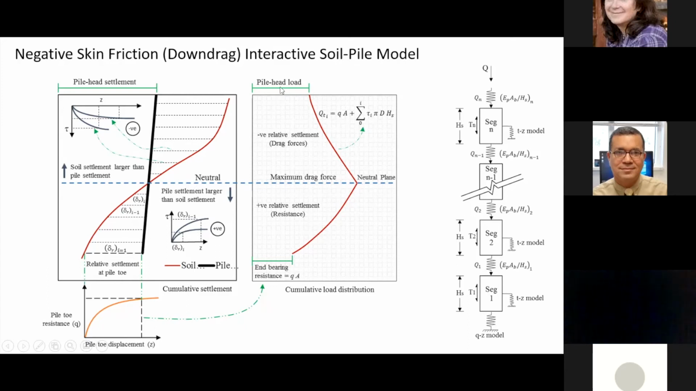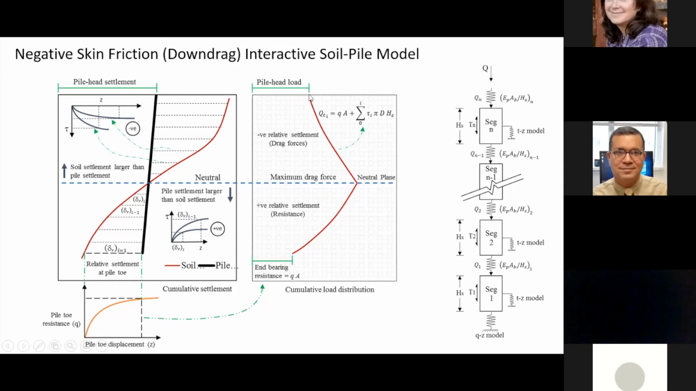You will notice something: whenever you change the pile head load, you are going to have a change in the neutral plane because the pile settlement is going to change. So its interaction with the soil is going to change too. So this gives you an idea. And this is the force distribution, the pile head load that you put there. If you do not put anything, it's going to start from 0.